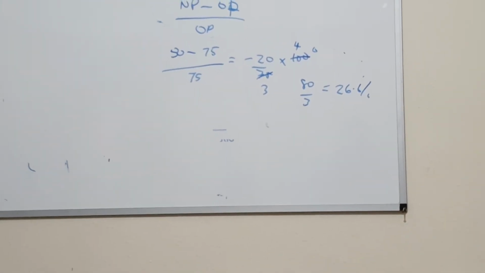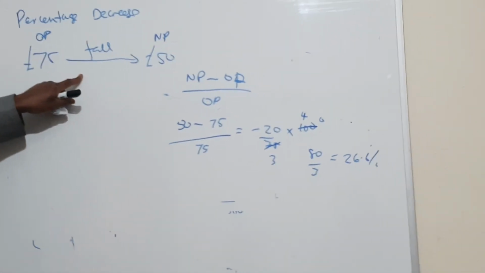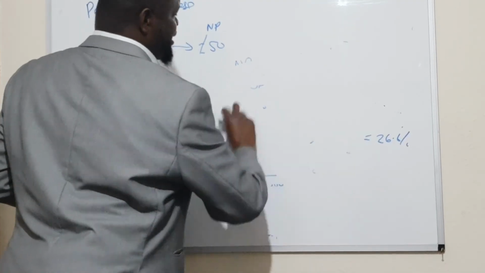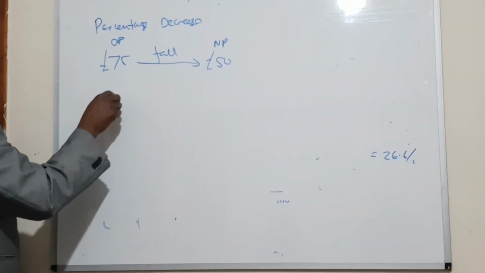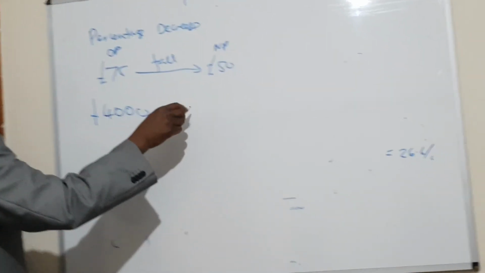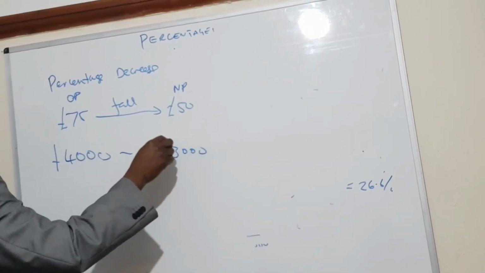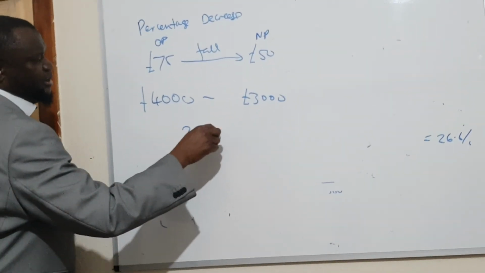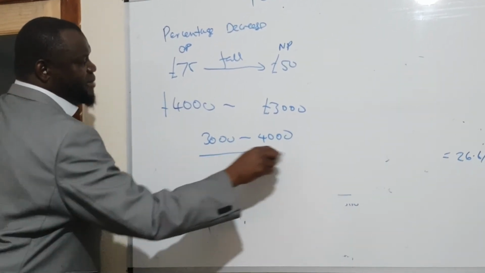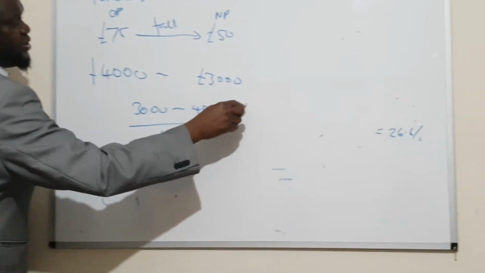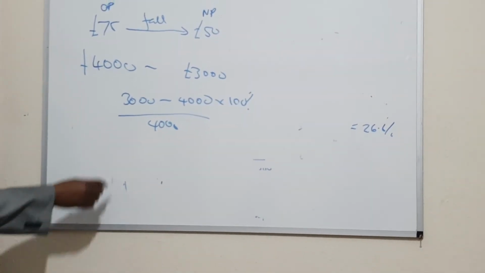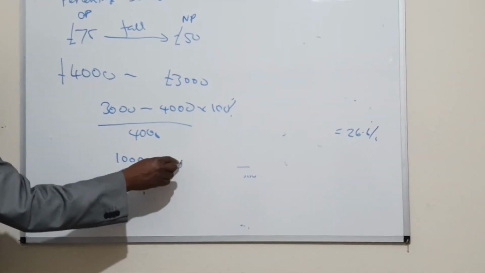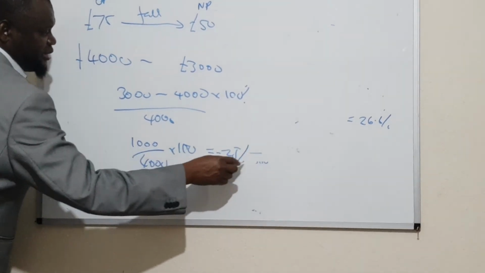Minus means the price fell by 26.6%. This is called percentage decrease. So if the price of a car was $4,000 and after 2 years the value decreased to 3,000, what is the percentage decrease? Same thing: new price 3,000 minus the old price 4,000, divided by the old price 4,000, times 100. So this is basically minus 1,000 divided by 4,000 times 100, which is minus 25%, a 25% fall in value.